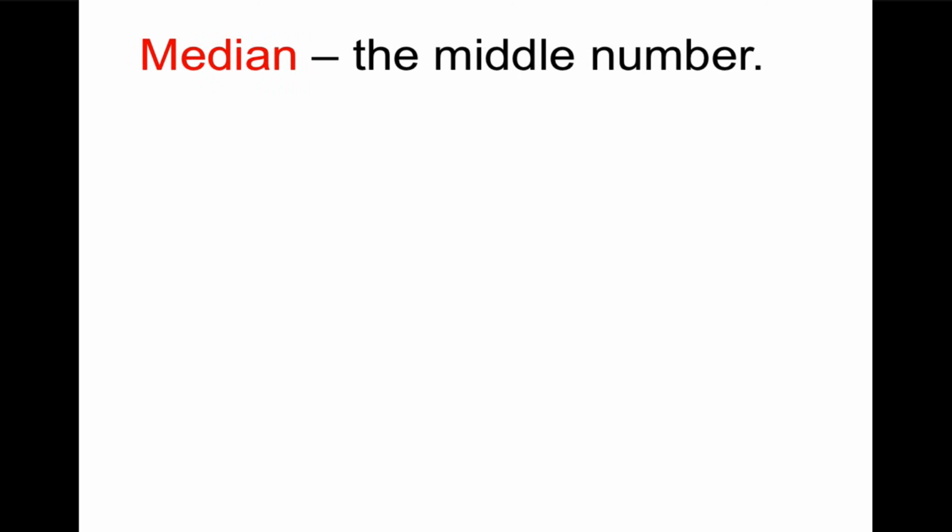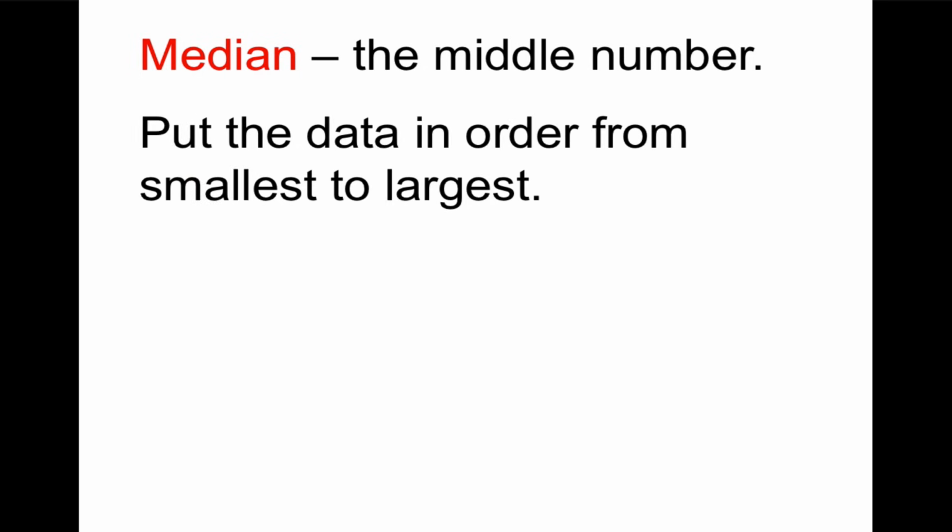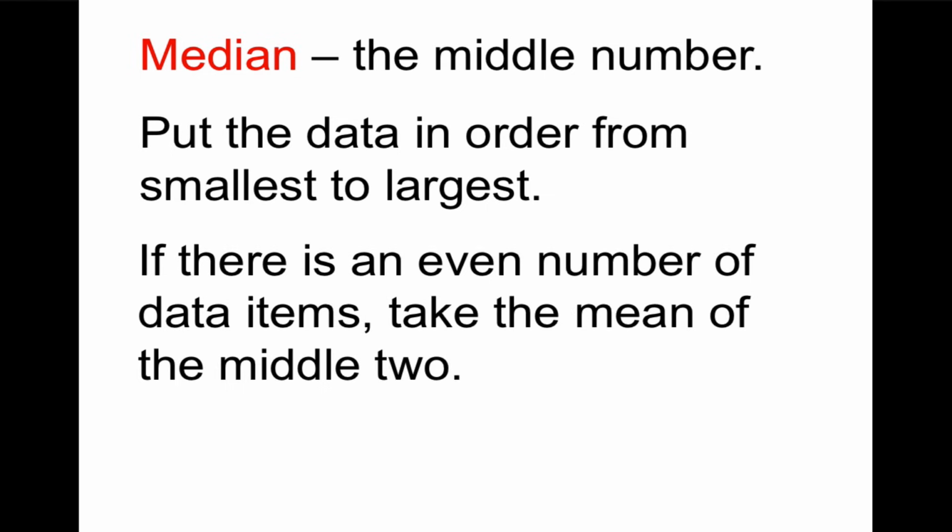Next is median. The median is very easy to define. It's the middle number. And again, this is Cornell style notes. You want to highlight the word median and write a question to which this is the answer. It is the middle number. Now, the first thing you need to do to find the median is put the data in order from smallest to largest. And if there's an odd number of data items, there will be 1 in the middle. If there's an even number of data items, you take the mean of the 2 that are in the middle.